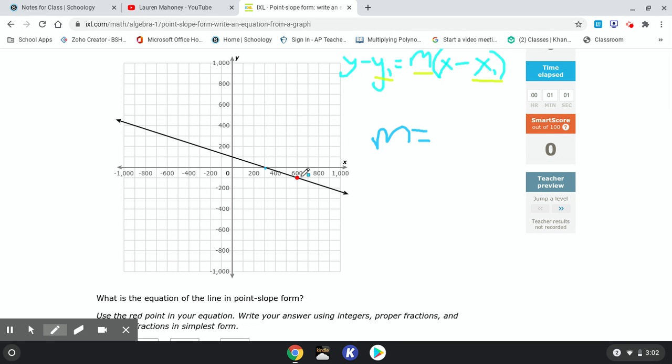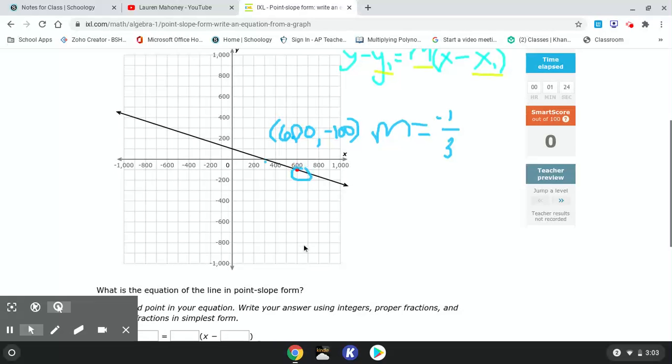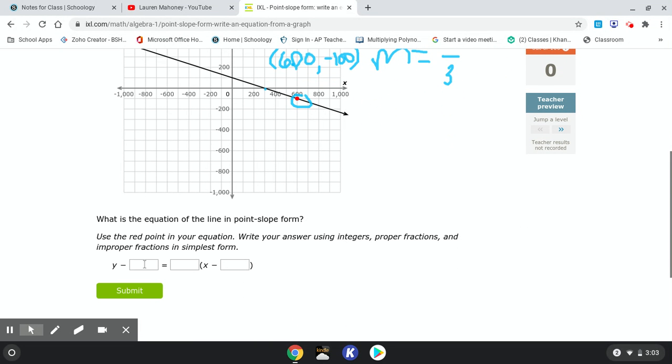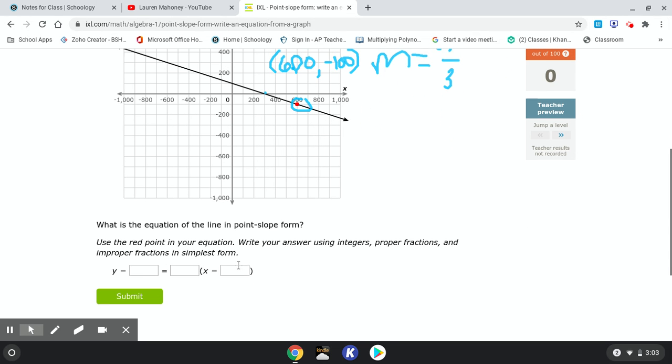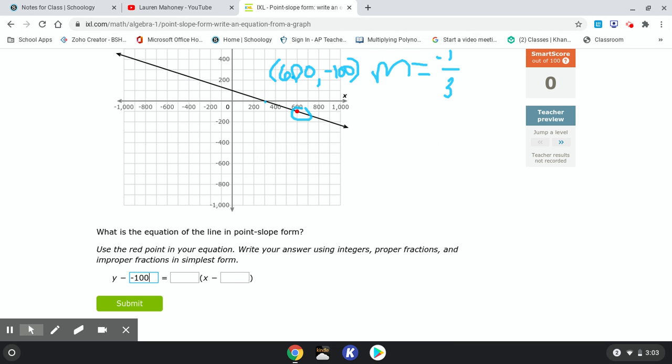If we look at this, for my slope I have the red dot, and I could also draw in another dot here. Each block is counting by hundreds, so all I really have to do is count the blocks for my m. My m is going to be down 1 and over 1, 2, 3. So that's going to be negative 1 over 3. It's negative because I went down. Then the coordinates of this point here are going to be 600 for the x, and the y is negative 100. And then you plug those things into the appropriate spot.